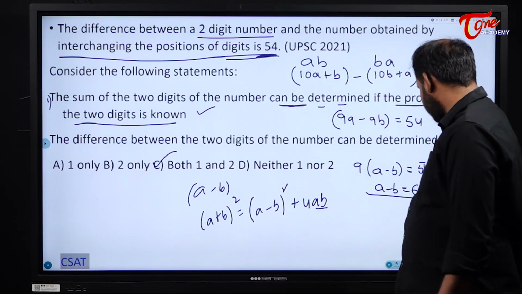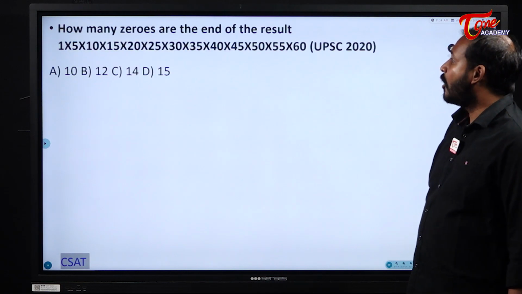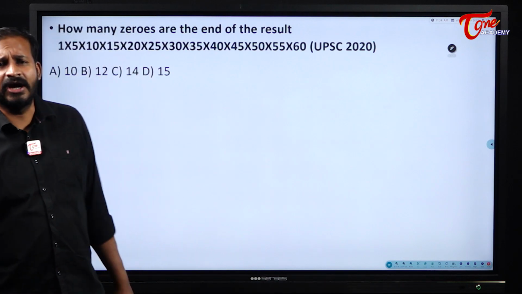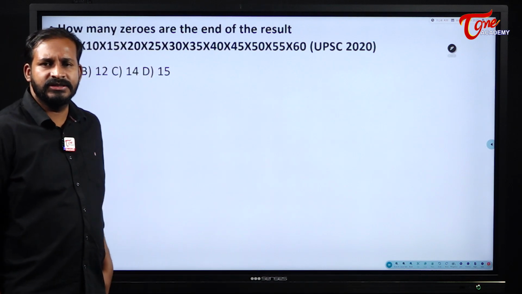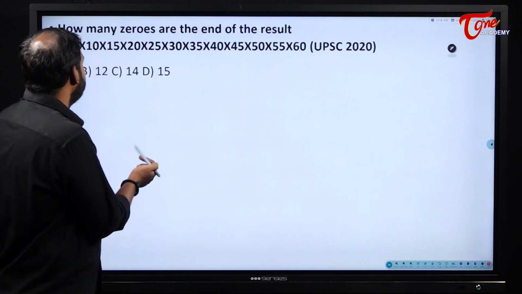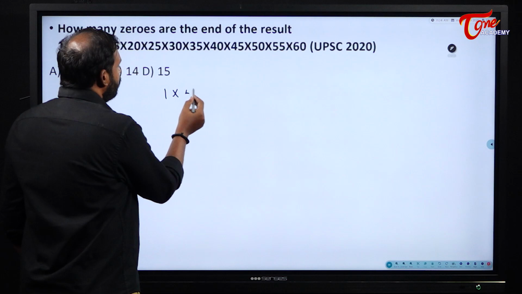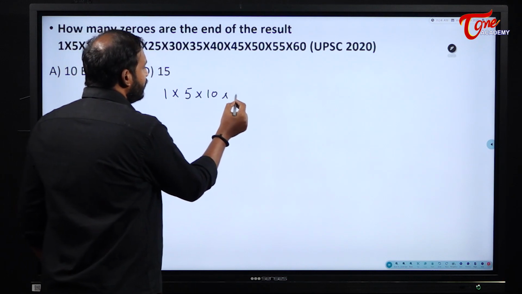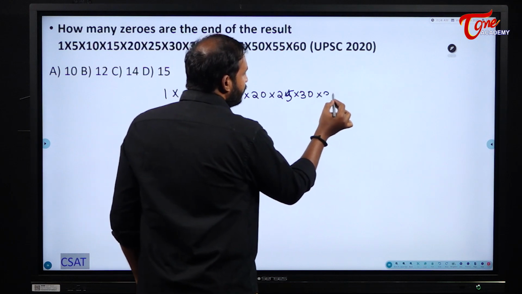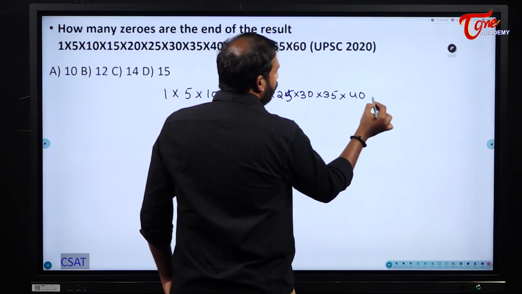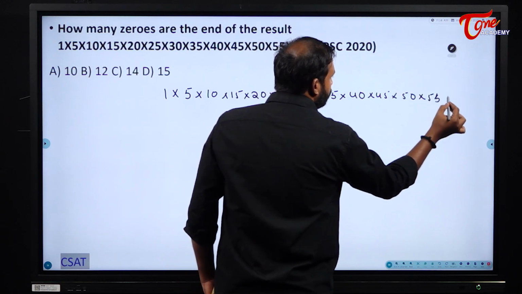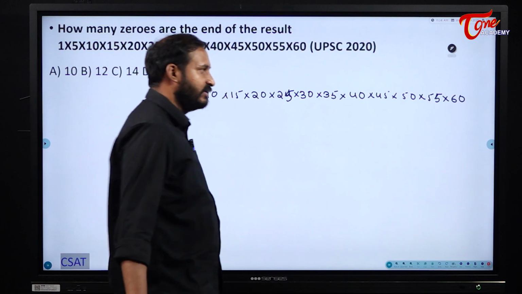Right. Next one. How many zeros are there at the end of the result? Generally, how we will find the number of zeros concept, students? By counting the number of 2 and 5 pairs. So the same thing here we will do. 1 into 5 into 10 into 15 into 20 into 25 into 30 into 35 into 40 into 45 into 50 into 55 into 60. This is the question they given for us.